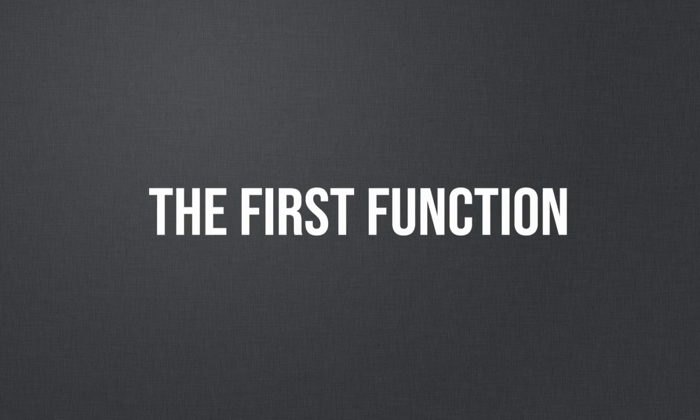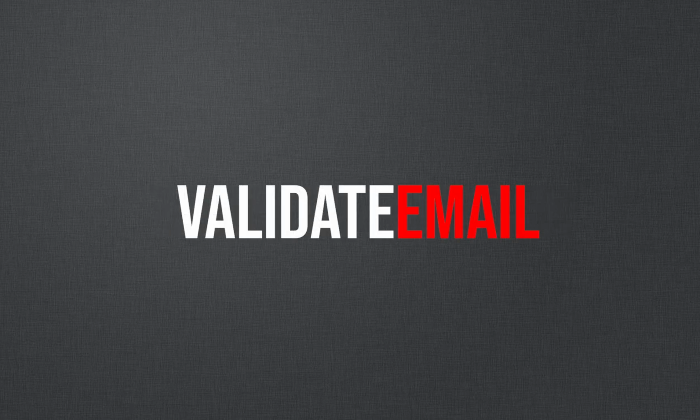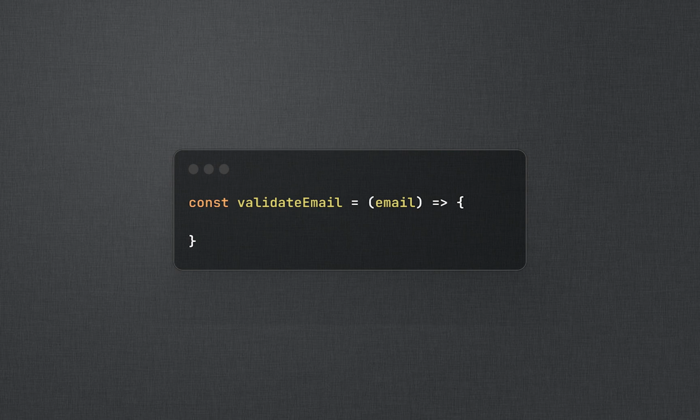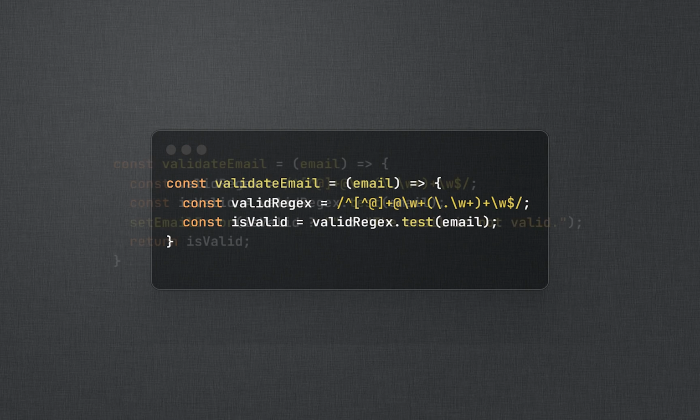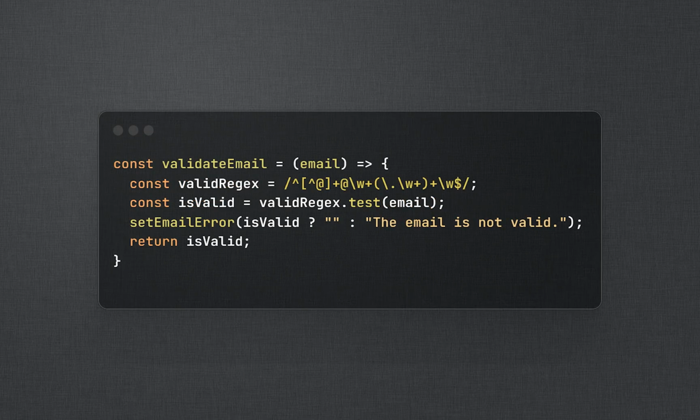Let's start with that. The first function is going to be called validateEmail, and we are going to give it the parameter email. In this function, we will need 2 constants, one with the name validRegex, and we will need to paste this here, and the other one with the name isValid, and the following code next. We add these 2 lines of code.